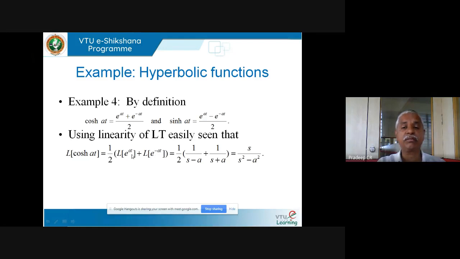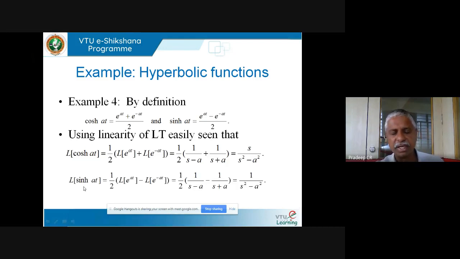I know L of e power at. Just now we found that this is 1 by s minus a. And so L of e power minus at is 1 by s plus a. So you evaluate this, you will get s by s square minus a square. There's nothing much to know in this, and it is not in your syllabus, but unless you know these elementary things, there is no way you can find the Laplace transform of more complicated functions. So the upshot: L of cosh at is s by s square minus a square, and similarly Laplace of sinh at is a by s square minus a square.